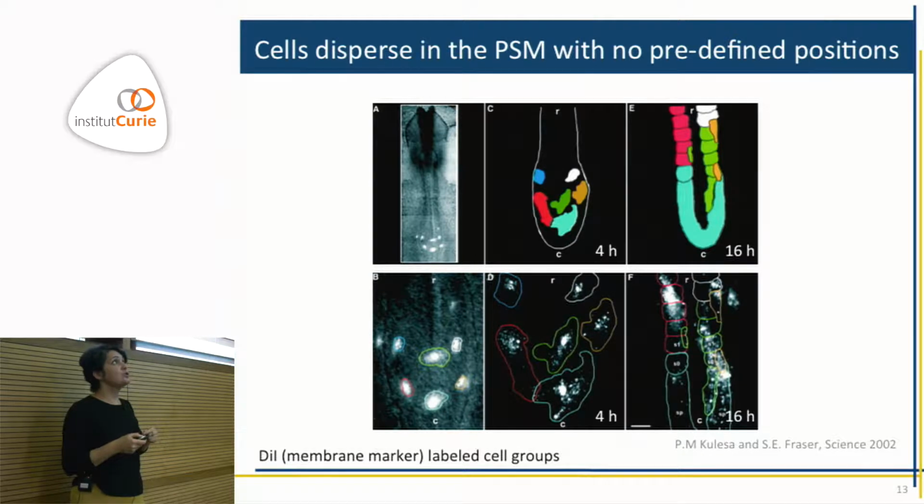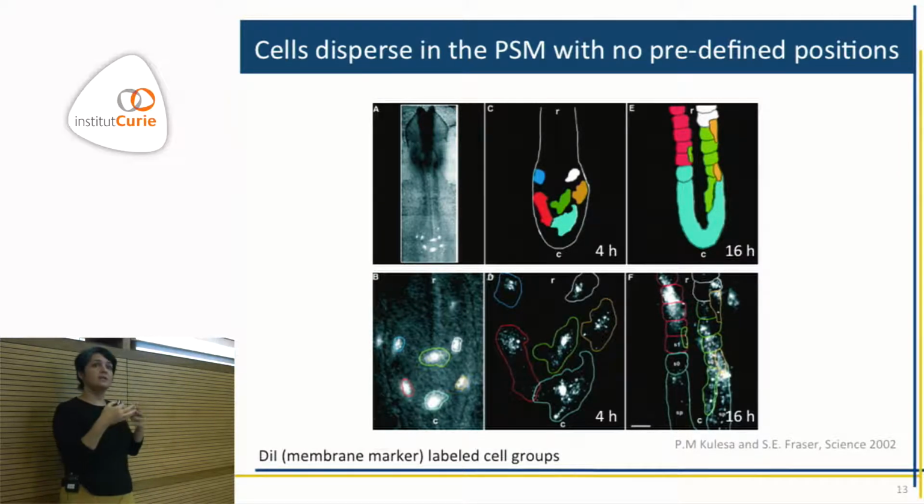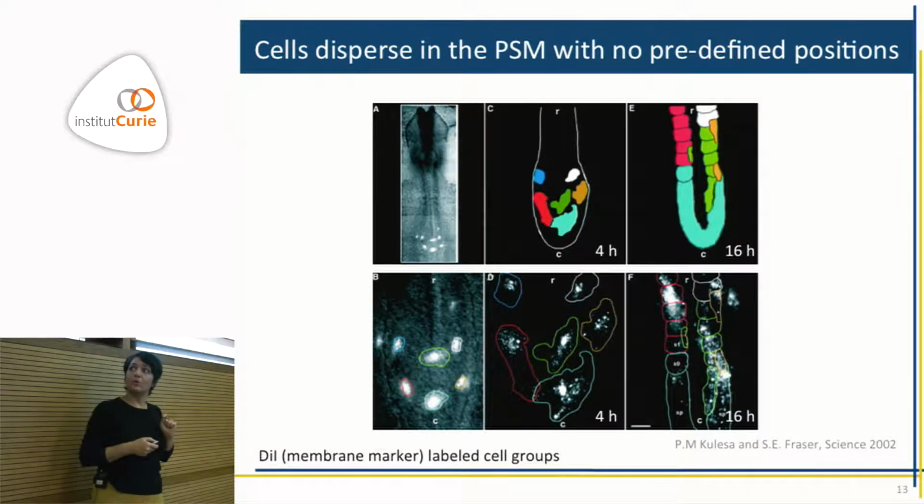And they saw that there is no correlation. It's not that the cells that arrive first end up in higher somites. So at some point, these cells mix up with each other, and then it's more or less random the way that they end up in the somites.